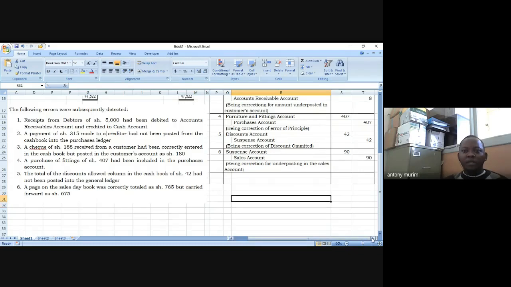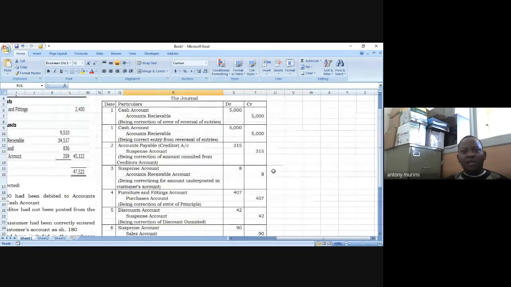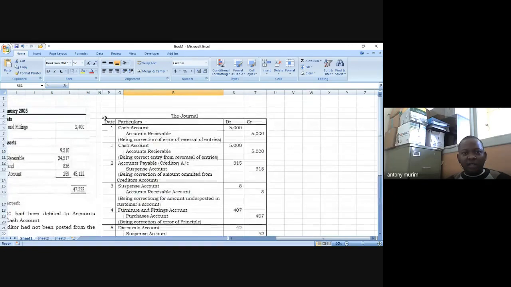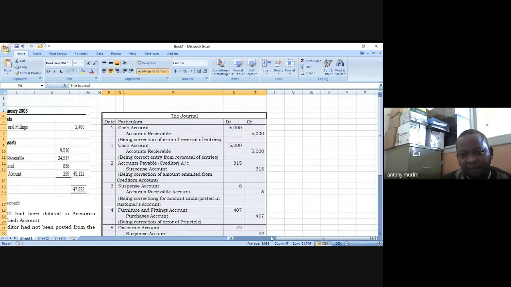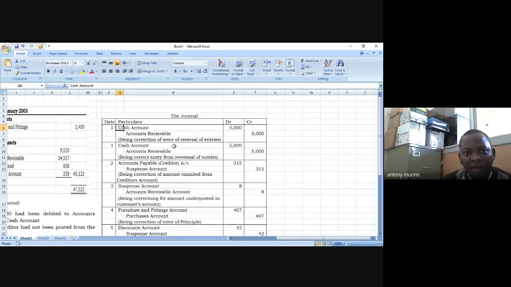The next step is to post these entries in the affected accounts. So you post these entries in the journal into the affected accounts. Then after doing that, now we prepare the balance sheet. So to post this in the affected accounts, we have the first account affected. From the first entry there is cash account and accounts receivable. So you open the two accounts.